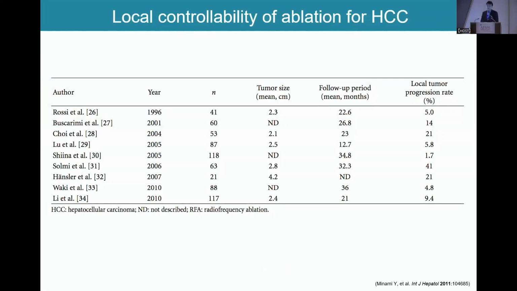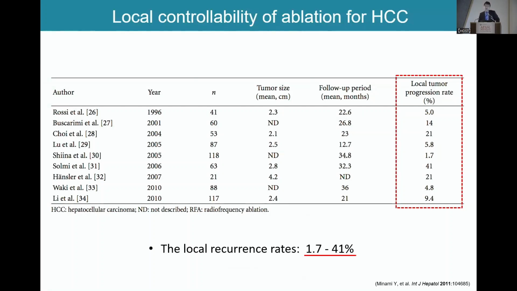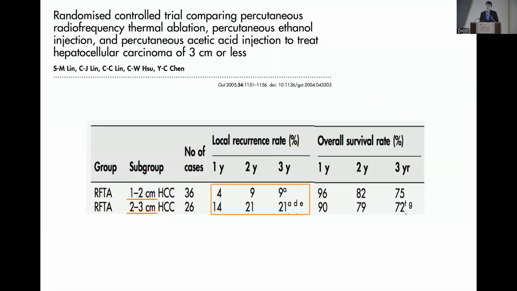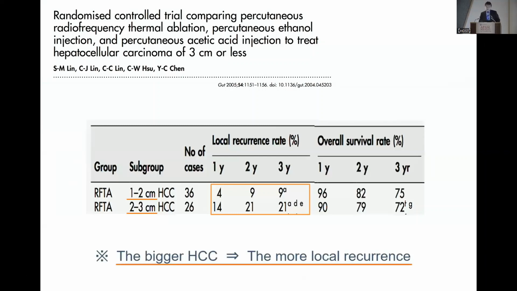As you know, ablation therapy is very useful and effective for early stage HCC. However, ablation therapy has a limitation of a relatively higher rate of local recurrence. As Professor Shiina reported in his paper, the bigger the HCC, the more frequent the local recurrence after ablation.